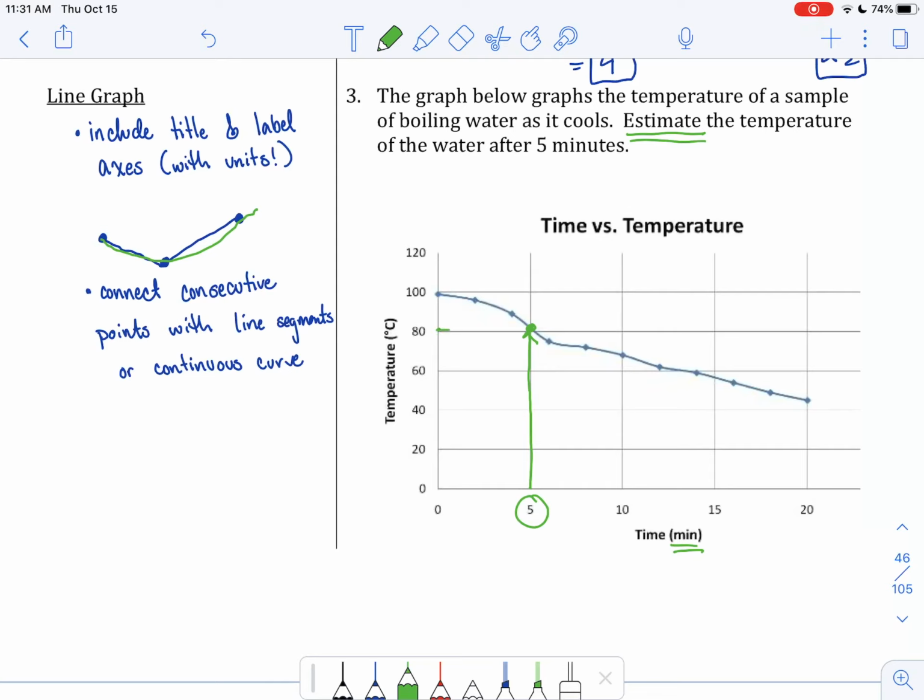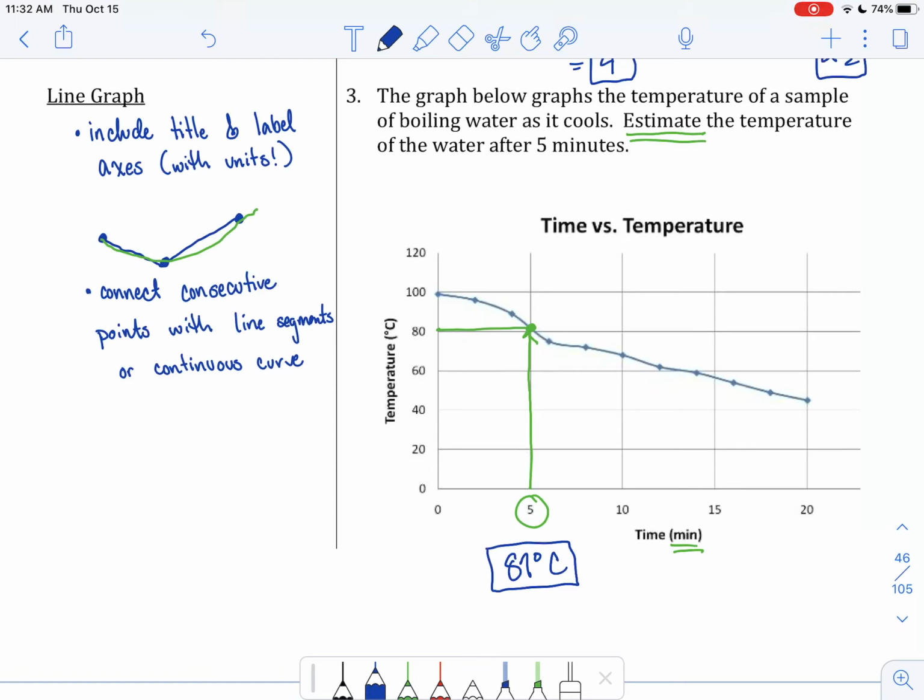From my perspective, it looks like it's just a little bit above 80. So I'm going to estimate my answer as the water is approximately 81 degrees Celsius. Make sure you include your units. Though I think that anything between 80 and 85 degrees Celsius would be a reasonable answer.